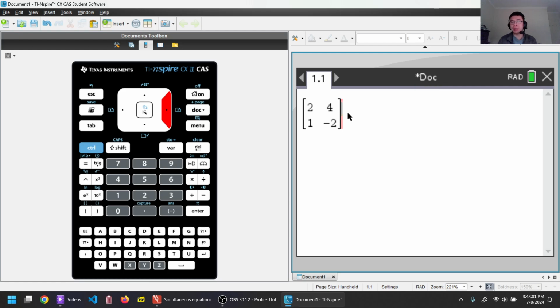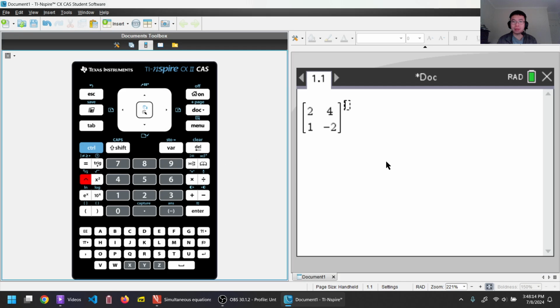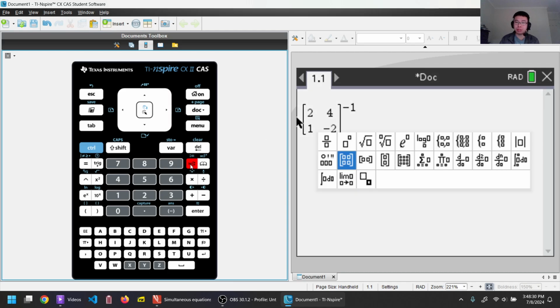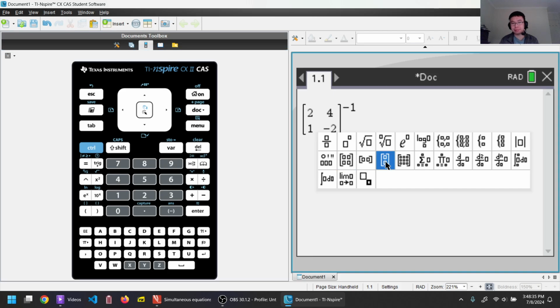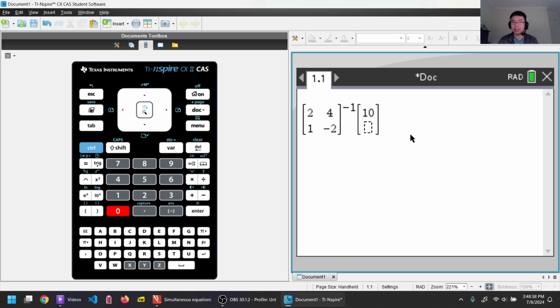And now to get the inverse, I need to find the power button or the exponent button. And that's this button here. It's to the left of the x squared button. It's like an upward pointing arrow. And you'll notice this small square appears to the top right. So type in a power of -1 to get the inverse of your matrix. Now, we wanted to multiply this matrix by another matrix, so we'll go back to the matrix entry, and this time we'll select the 2x1 column matrix. And the numbers were 10 and 8.